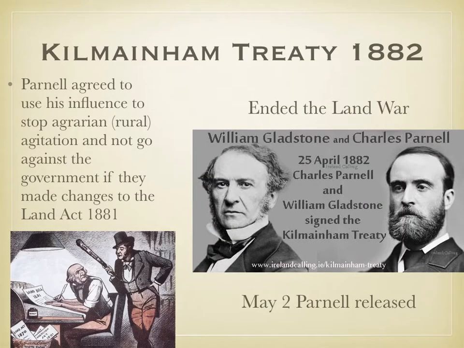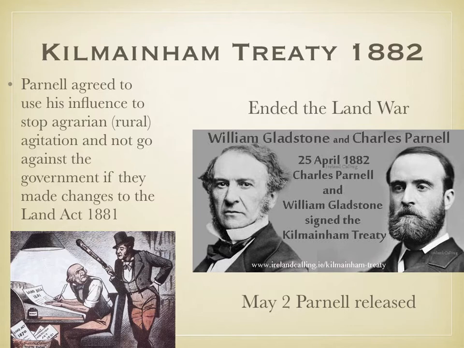So in May of 1882, the so-called Kilmainham Treaty was worked out between Parnell and Gladstone, where Parnell agreed not to go against the government and to try to use his influence to stop agrarian agitation if there were changes made to the Land Act, which was introduced in 1881, which would give the tenant farmers more security. Now, this Kilmainham Treaty was really the beginning of the end of the land war. However, the treaty was nearly destroyed within a few days.